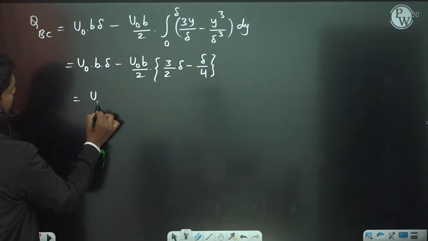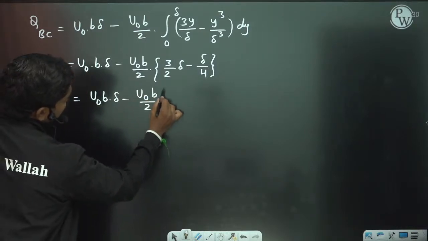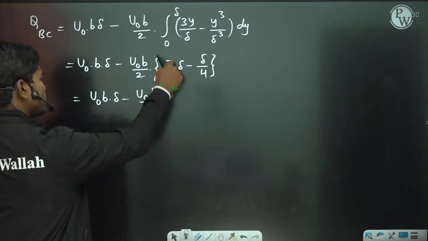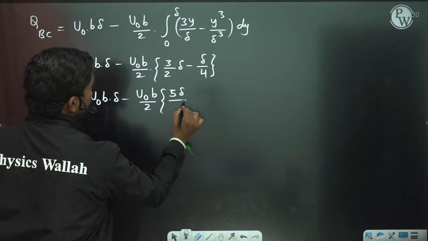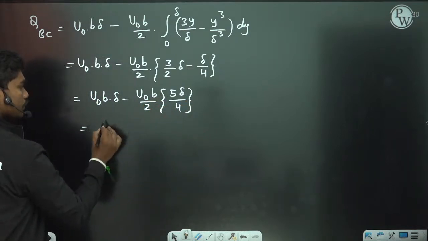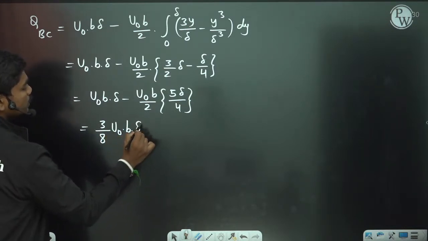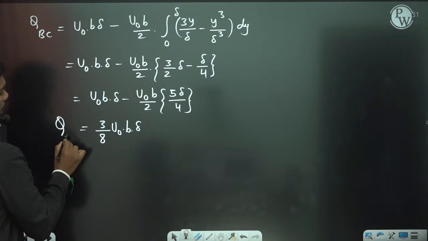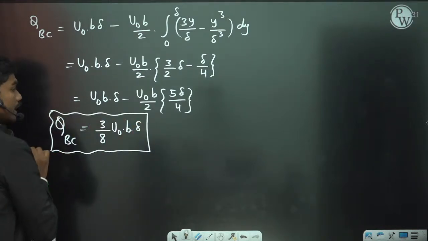So u naught b delta minus u naught b by 2 into, what is this value? If you multiply 2 and 2 here, 6 delta minus delta, so 5 delta by 4 is what you have. So 5 delta by 8, so total if you simplify, 3 by 8 times u naught b delta is what you have here. So this is the discharge through the phase BC. So is this clear to all of you? Did you all understand how we got this discharge value?